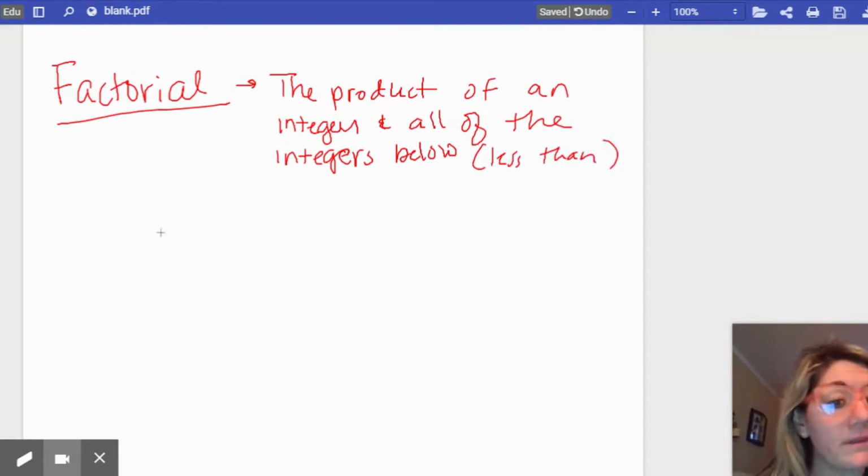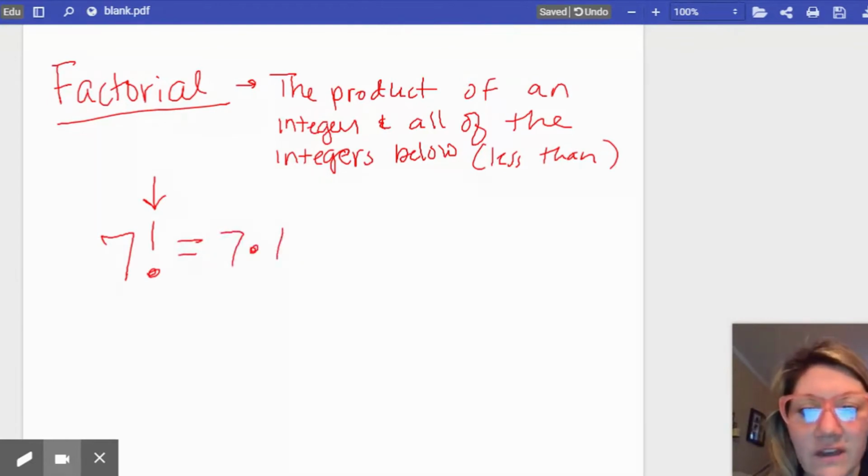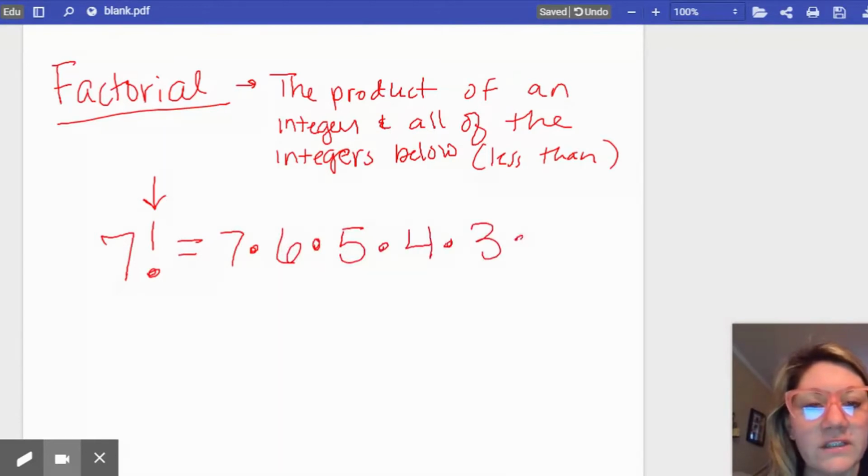0. So the product of an integer and all of the numbers below it or less than. Okay, so let me give you an example and let me show you what a factorial actually looks like. So if you have 7 factorial, this exclamation point is the factorial. That is equal to 7, that's the integer that I have, times 6, times 5, times 4, times 3, times 2, times 1.